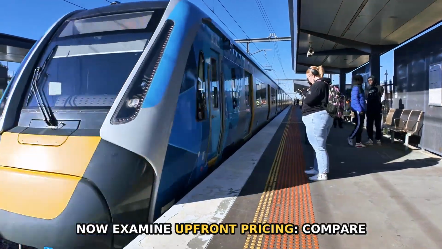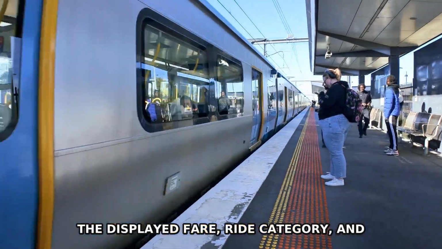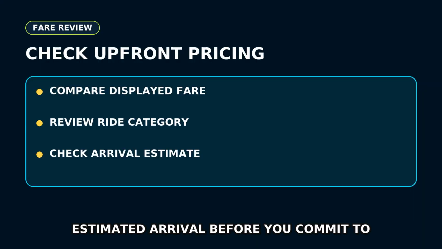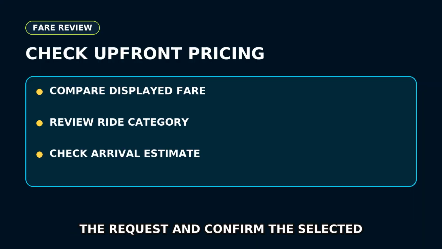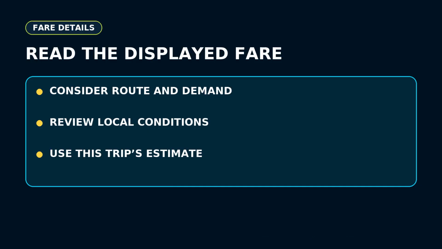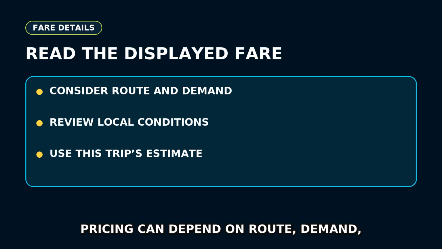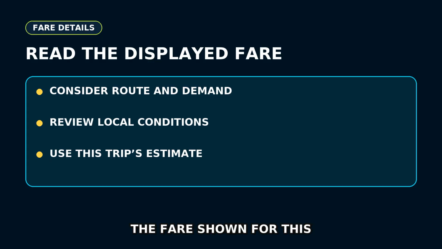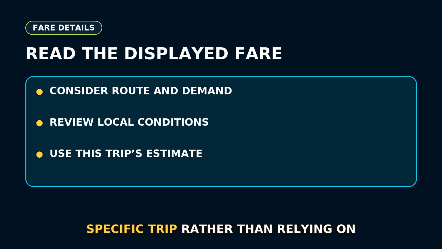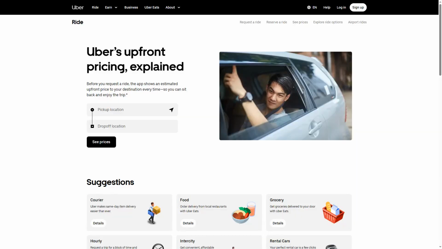Now examine upfront pricing. Compare the displayed fare, ride category, and estimated arrival before you commit to the request and confirm the selected option. Pricing can depend on route, demand, timing, and local conditions, so read the fare shown for this specific trip rather than relying on an old estimate.